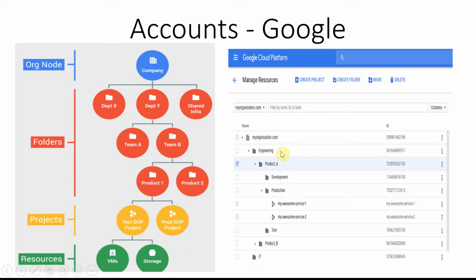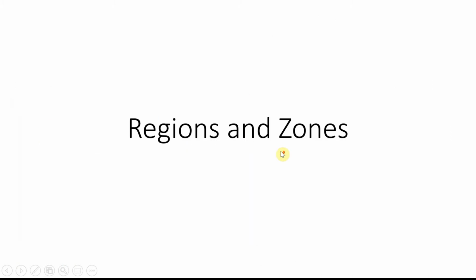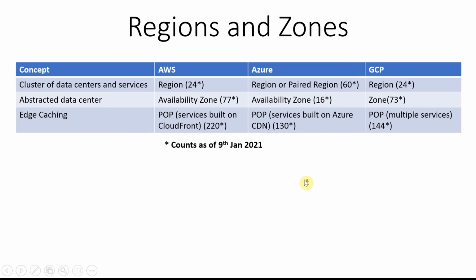Okay. So with that, let's move further. Let's now look at how regions and zones look. Here in regions and zones, I didn't find any difference. A lot of similarities are there. In all the three places, region is called region only. In AWS we call it region. In Azure it's called region, or also paired region. So you already know what a paired region is in Azure. And GCP is also called region.